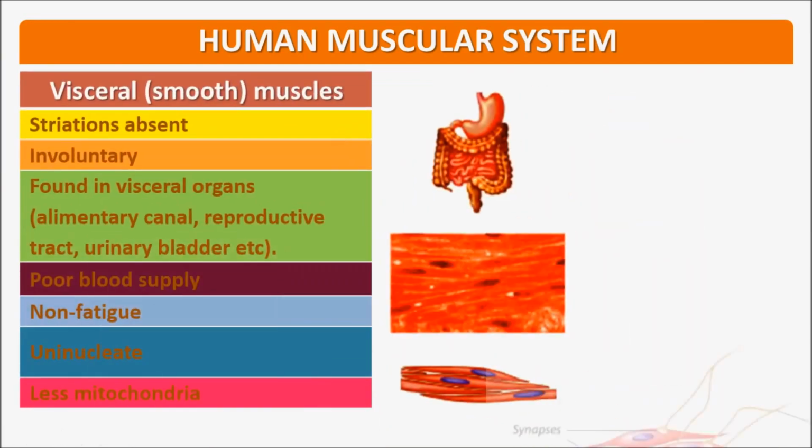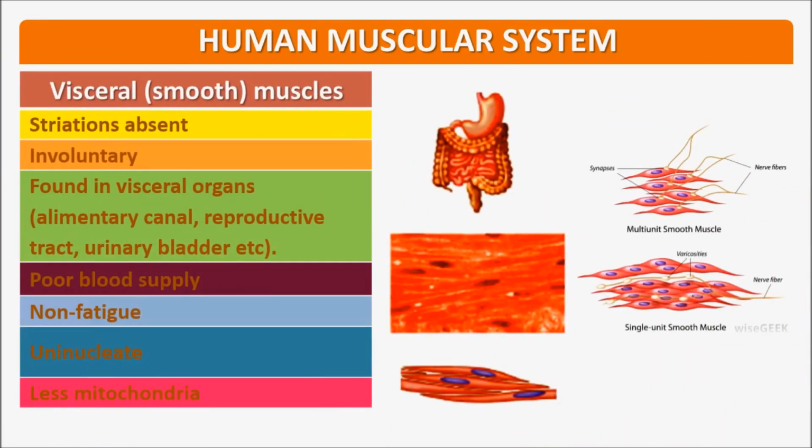Now comes visceral smooth muscles. Smooth muscles are also known as visceral muscles. This is the second category of muscles that are present in our human body. A smooth muscle is also sometimes known as involuntary muscle due to our inability to control its movement, or unstriated, as it does not have the stripy appearance of a skeletal muscle. That means they don't show a stripy appearance.